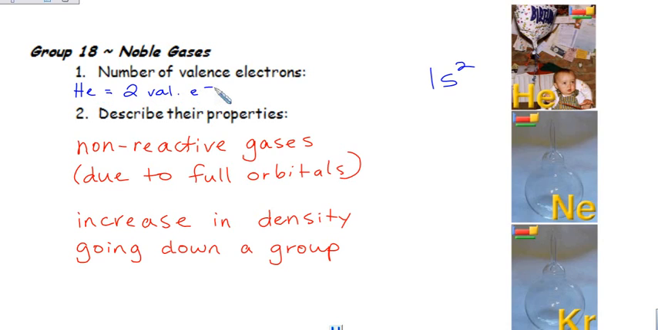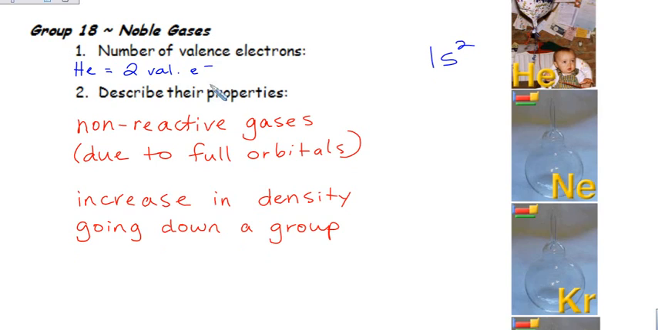Now let's go to some of the other guys. Neon, krypton. Neon. Obviously, I'm not going to do the noble gas shortcut. They are noble gases. Let's say 1s2, 2s2, 2p6. While we're at it, let's do krypton. Krypton, oh boy.